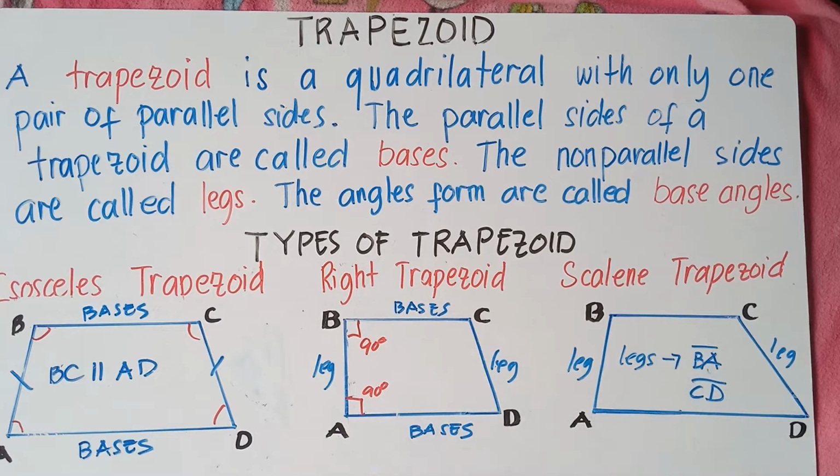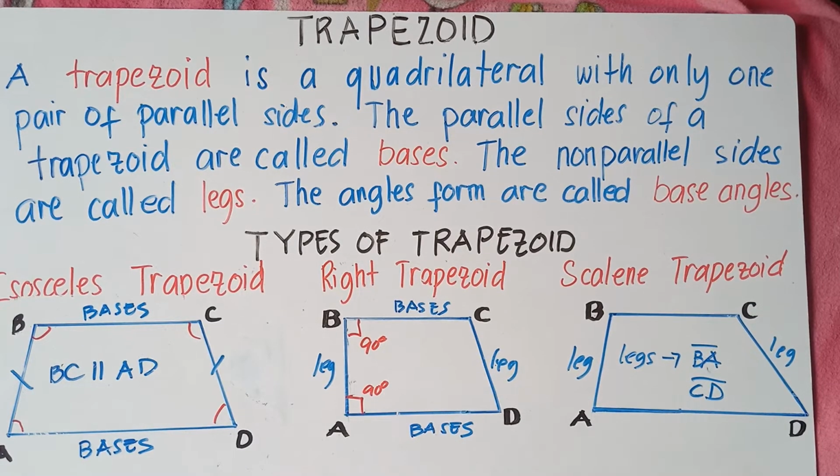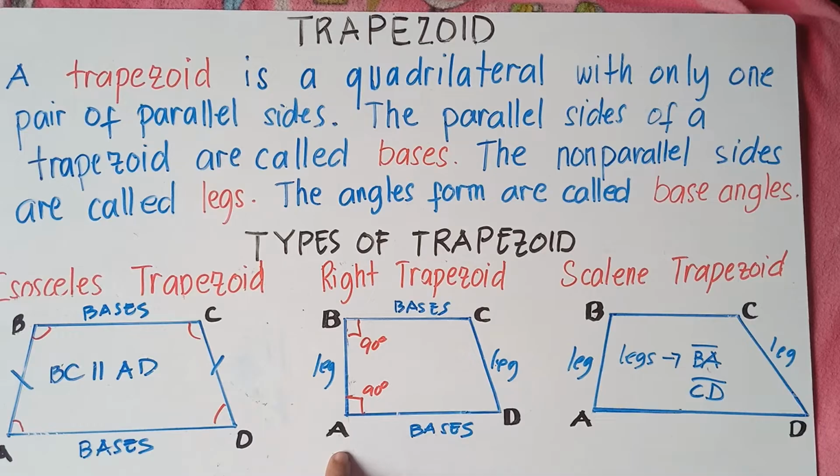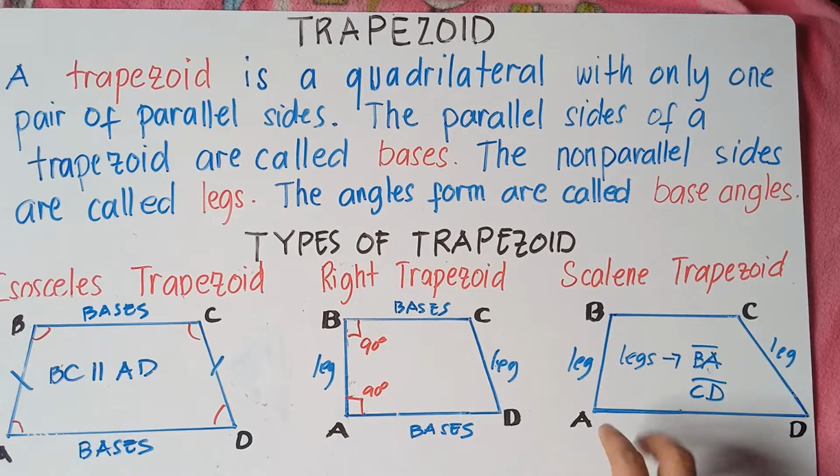Let's talk about the right trapezoid. In a right trapezoid, there is one pair of 90 degree angles, meaning there are two 90 degree angles. So angle B and angle A are right angles, 90 degrees. That's why we call it a right trapezoid, because there is one pair of right angles.